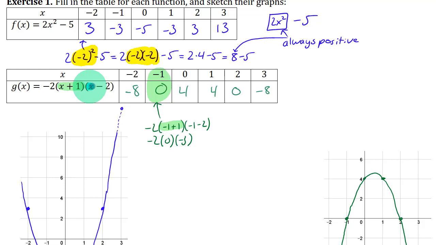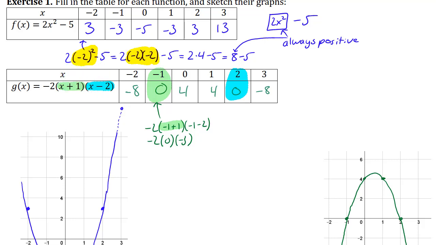And what about this other part here? Because this is written in this factored form, we're just multiplying these three things together. What value of x makes it so that x minus 2 is 0? That would be x equals 2. And when you plug that in, that makes this whole thing come out to be 0 as well. So that's something special about the way this is written.